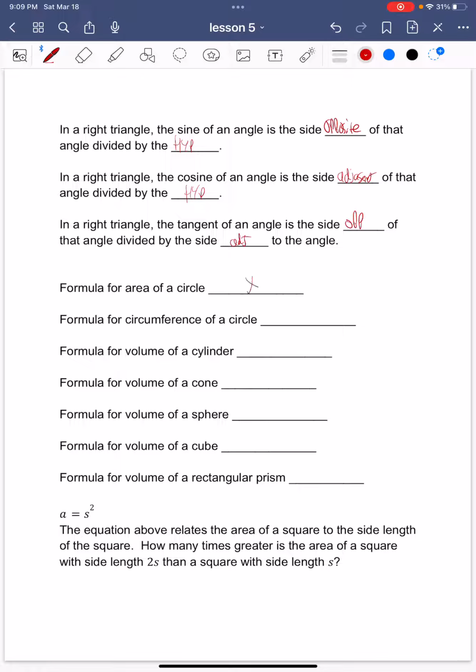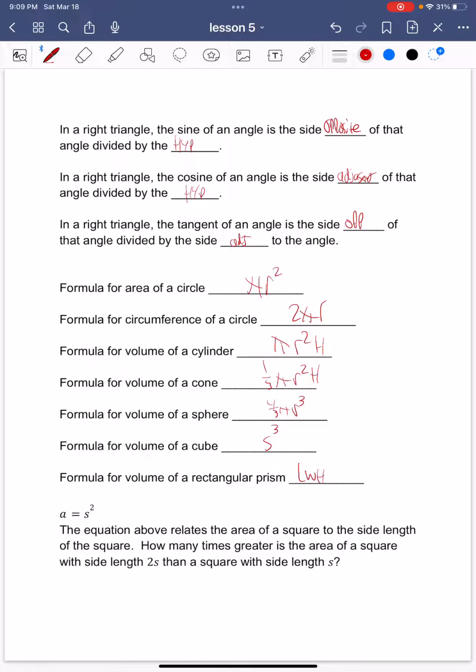The area of a circle is pi r squared. The circumference of a circle is 2 pi r, where r is the radius in both of those cases. The volume of a cylinder is pi r squared h. R is the radius and h is the height. The cone is just 1/3 of the cylinder. The sphere is 4/3 pi r cubed, where r is the radius. The volume of a cube is the side cubed, and a rectangular prism is length times width times height.